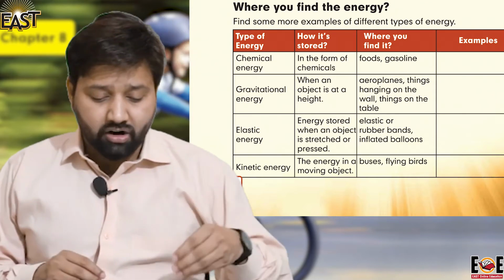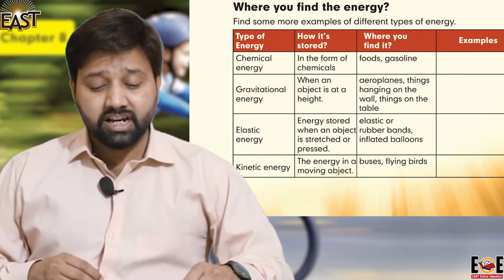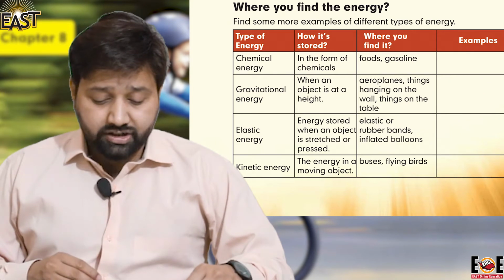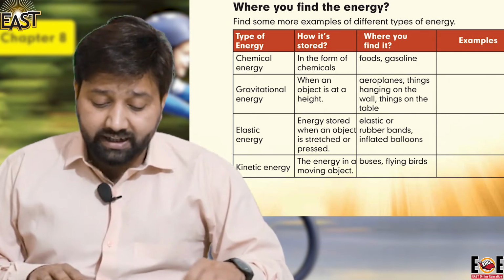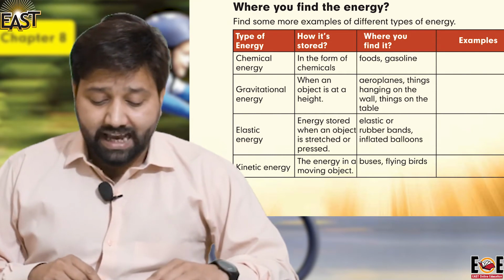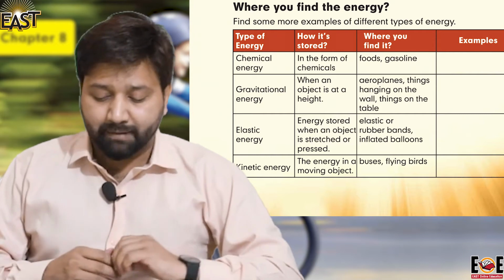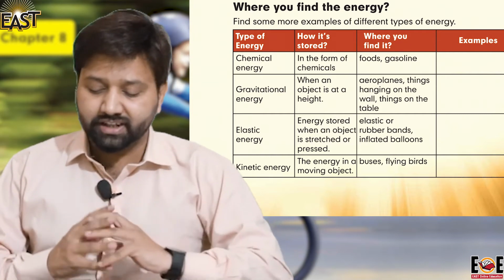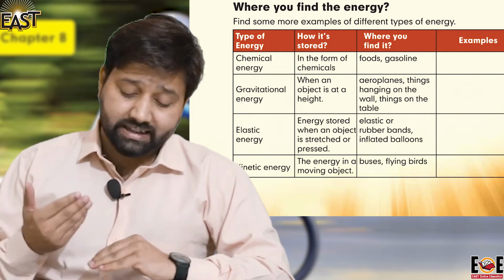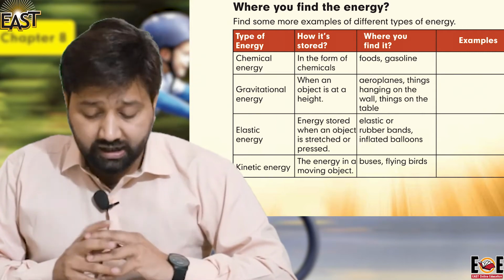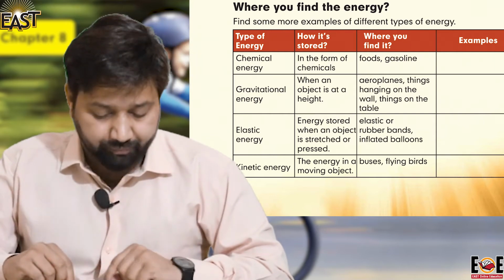Now we are moving on to the next type of energy, and it's gravitational energy. How it's stored? It's stored when an object is at a height. Where you find it? Aeroplanes, things hanging on the walls, things on the table. Now we have to give the examples. Pendulum is our first example. Water that is behind a dam is the second example of gravitational energy. So you can fill up this column.